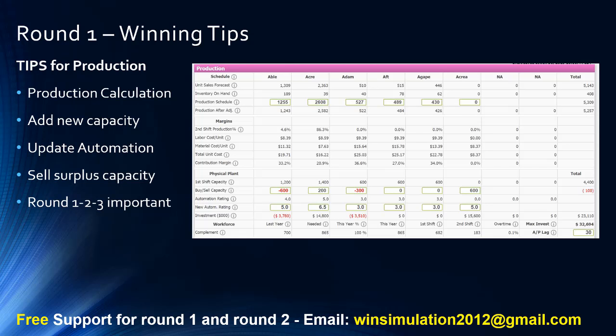We also need to update automation every round. We sell surplus capacity if not needed, and add new capacity in later rounds when we have high total market demand. So for this simulation, rounds 1 to 3 are very important, right?